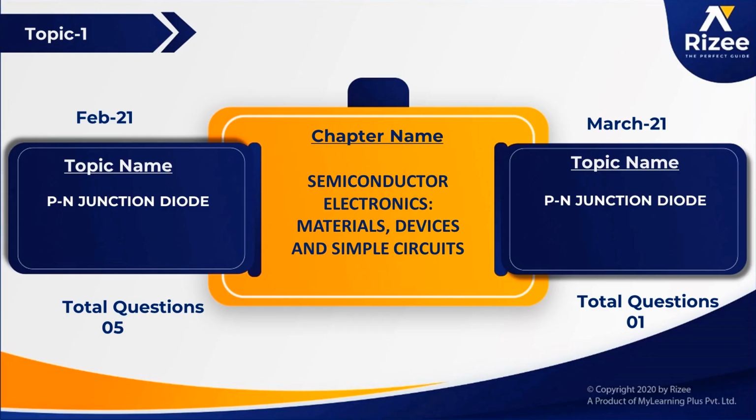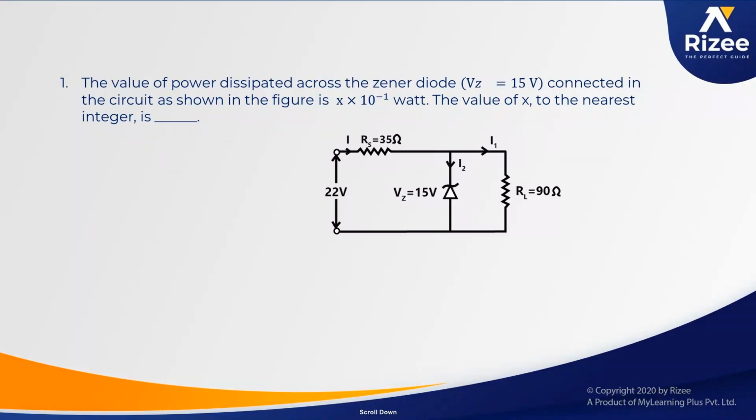So coming to the first topic, the topic name is PN junction diode, which is concerned with the chapter of semiconductor electronics. Under this particular chapter, in the February session we have got 5 questions. In the March session we have got 1 question in this case. So what type of questions is he asking?